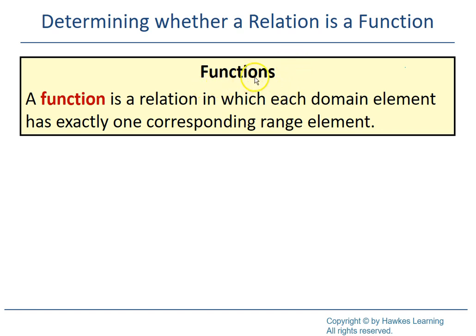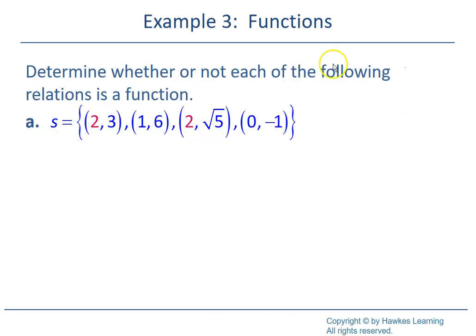Now we're going to define function. And I find the easiest way to define function is that the x element, that is the first element, is only used once in a series of relations. So that's what they're saying. Exactly one corresponding to a range element. Okay, let's see it. So here we see the 2 is used more than once. So this is not a function.